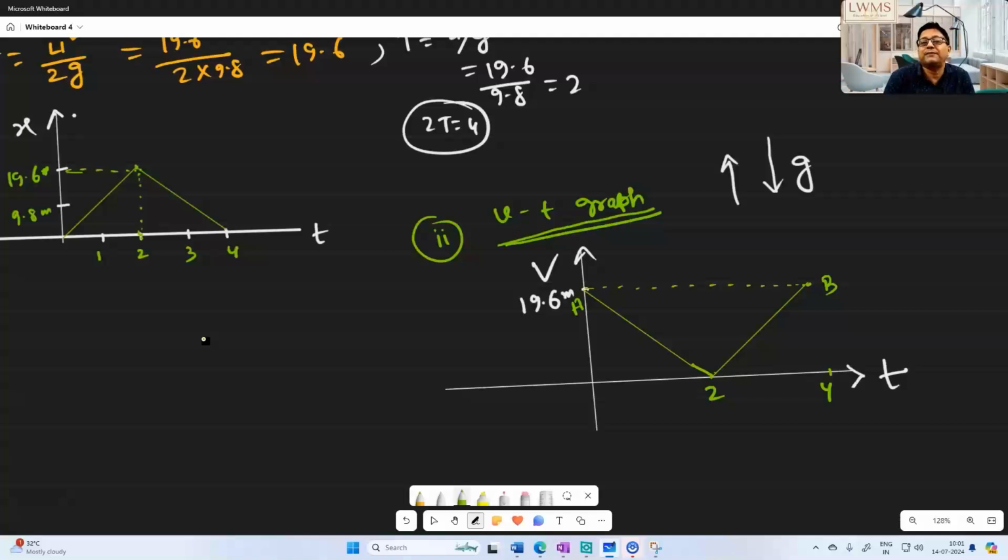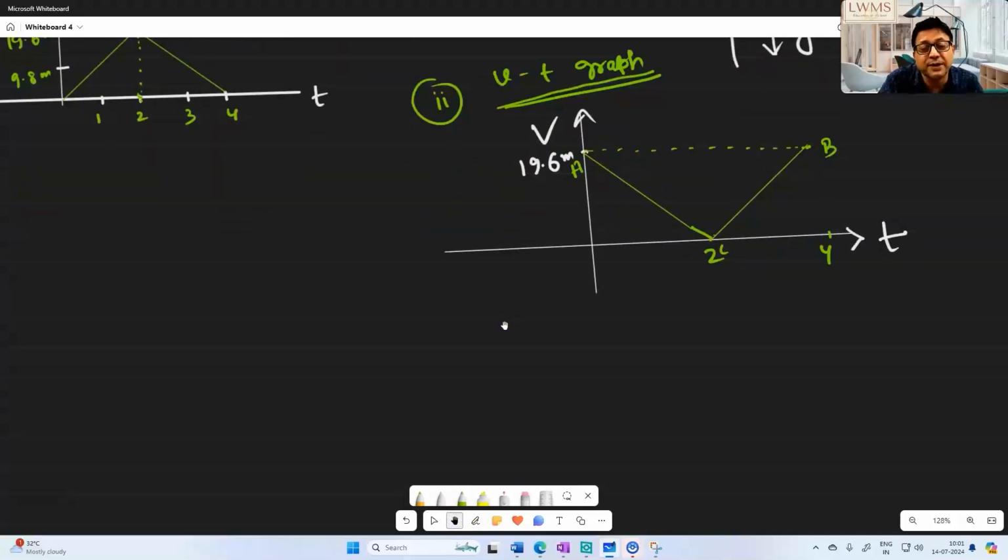This is the Vt graph. When it is thrown upward, for upward motion the velocity time graph is like this. For downward motion the velocity time graph is like this. A to C, then C to B. Clear? Hope you have understood. And then let us draw the acceleration time graph. Number 3.